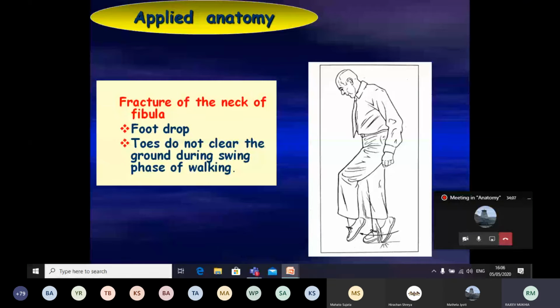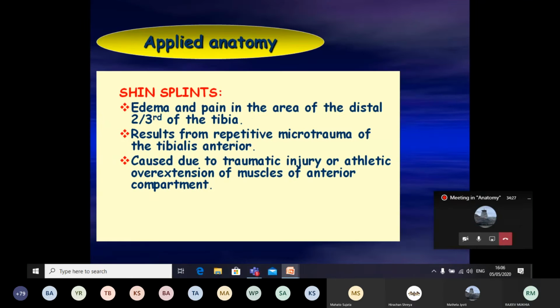Foot drop means, here in this figure you can see, if there is injury to the common peroneal nerve, it results in foot drop. In this figure you can see the toes do not clear the ground during the swing phase of walking. This condition is known as foot drop. Very important applied aspect: fracture of the neck of the fibula will result in injury to the common peroneal nerve, and it will result in foot drop.